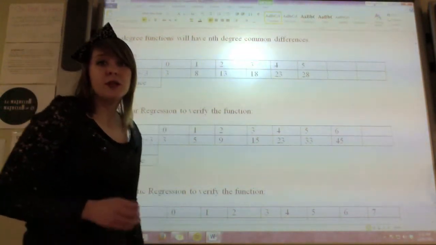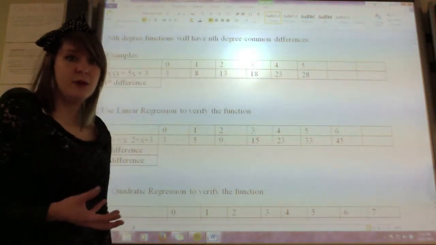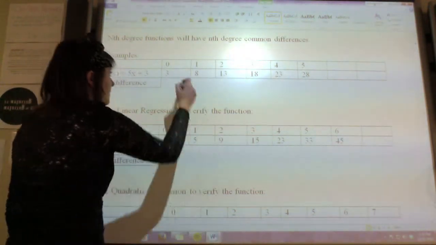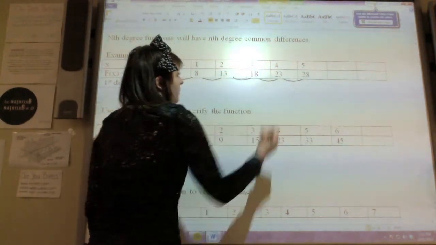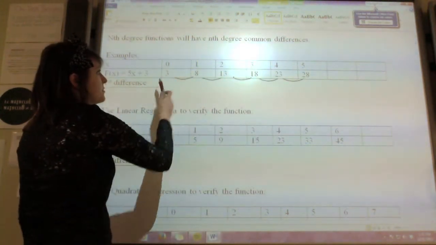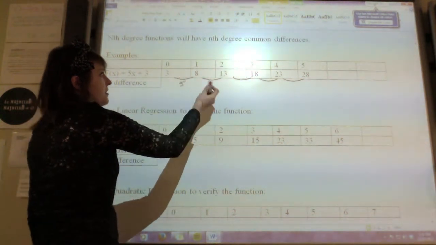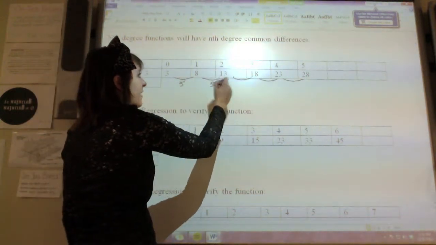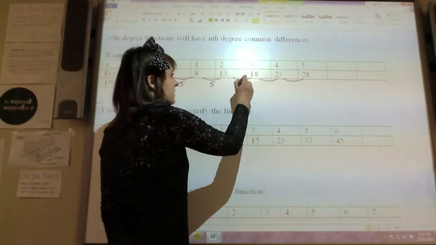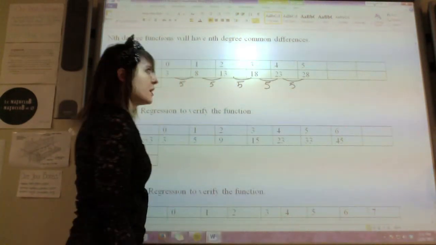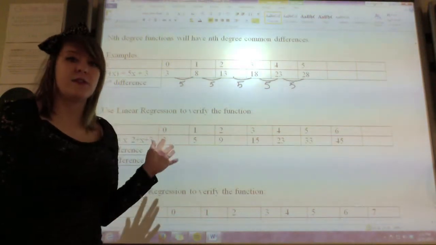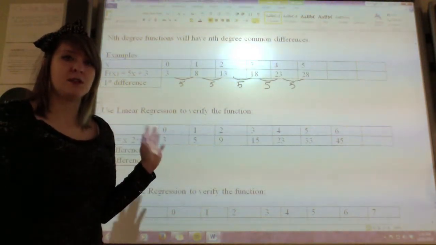Okay, so normally you'll just have this table, and what you're going to do is find the differences for each of these terms. The difference between 3 and 8 is 5. The difference between 8 and 13 is 5. 18 and 13 is 5. 5. 5. Okay, so what you notice here is that I have a first degree common difference.